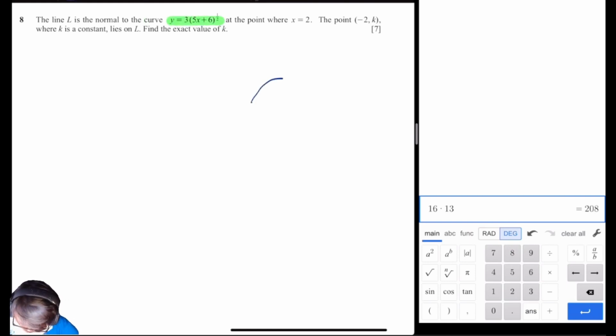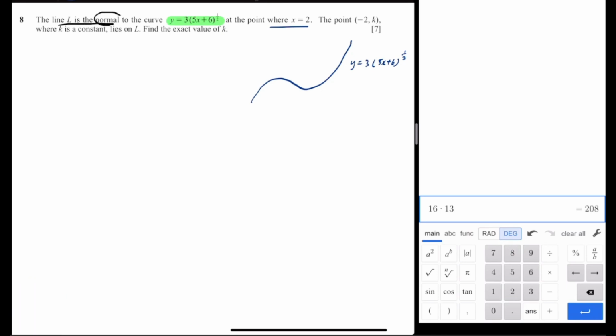Okay, let me just sketch it more or less. I don't care how it looks anyway. So at the point where x is equal to 2, and the point minus 2, k lies on the curve. The line L is a normal at the point where x is 2, right? And you know that the tangent is here. Okay, this is the tangent, and the normal is more or less somewhere here.